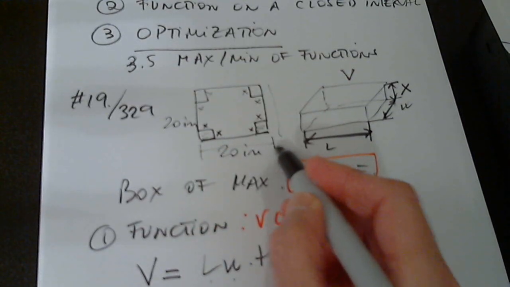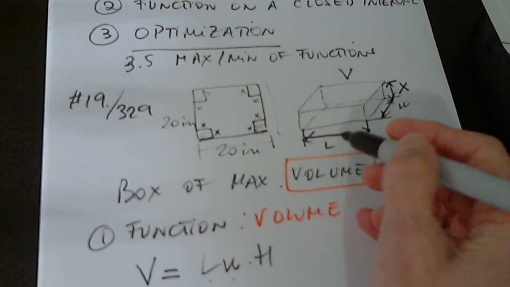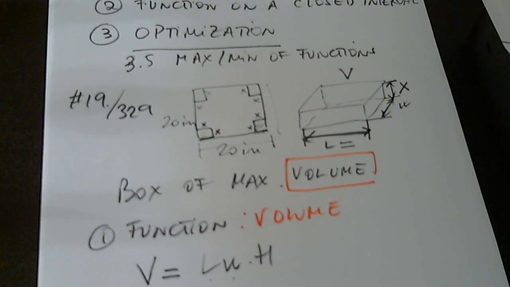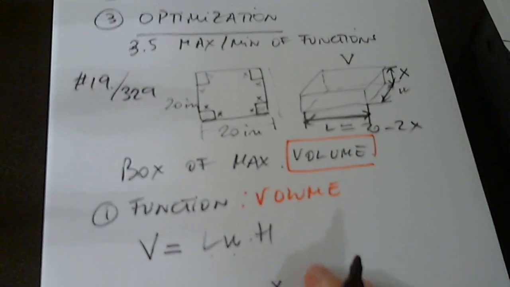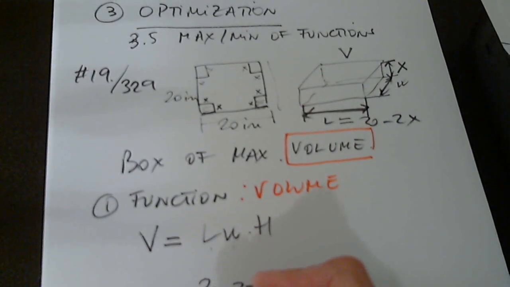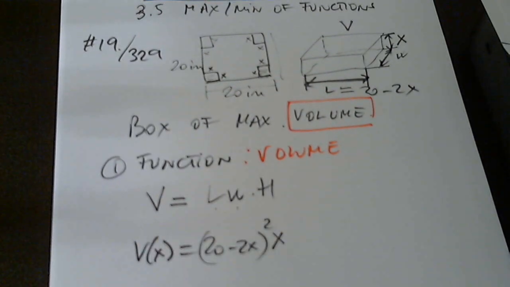Initially, I had 20, but I had to remove x and I had to remove x. So what is the length and also the width? What are they equal to now? 20 minus 2x. That's it. And they are the same. So 20 minus 2x, everything squared. And I found a function called volume, and it's a function of one variable. That was the first step.